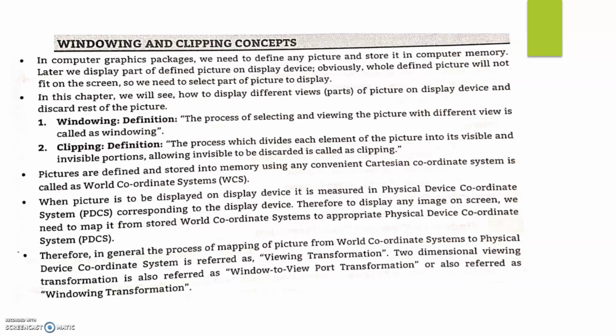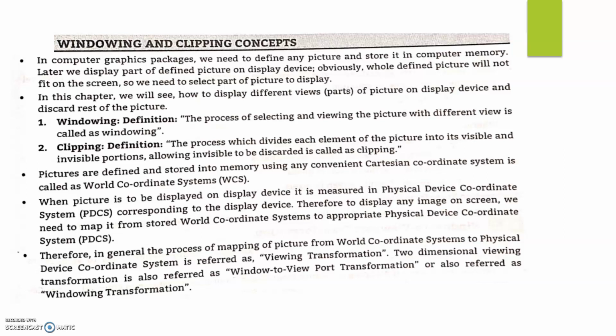What is windowing? First we will study that and then what is clipping. Windowing means the process of selecting and viewing the picture with different views. That is windowing. And clipping is a process which divides each element of the picture into its visible and invisible portions, allowing the invisible portion to be discarded. It is called clipping.